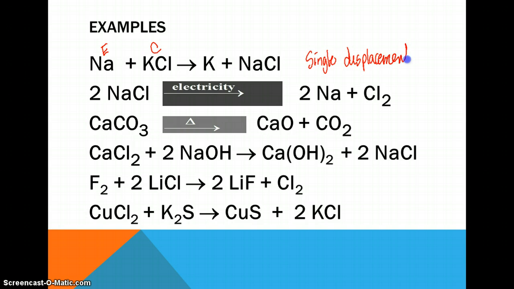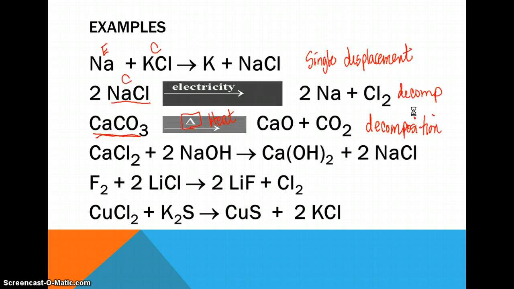Second one, we have one compound that needs electricity to break that thing apart into two things. So here we get a decomposition. Next one, we have again one thing only. Hey, what did that little triangle right there mean? Heat. You're right, that meant heat. In this case, we have to add heat to break that thing down. So this again is a decomposition reaction.